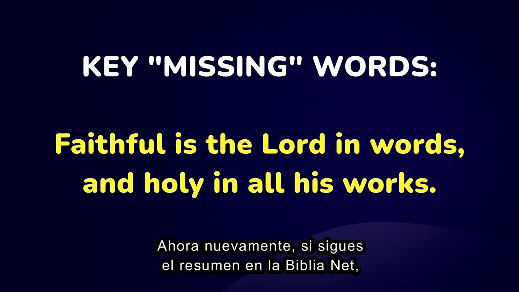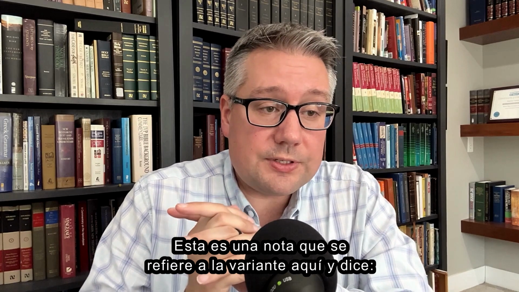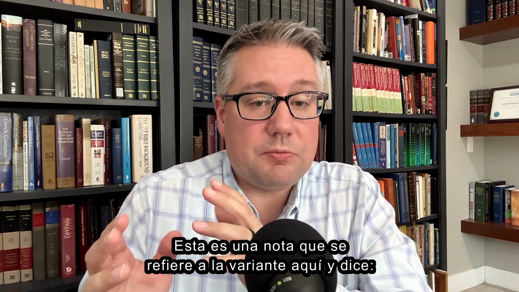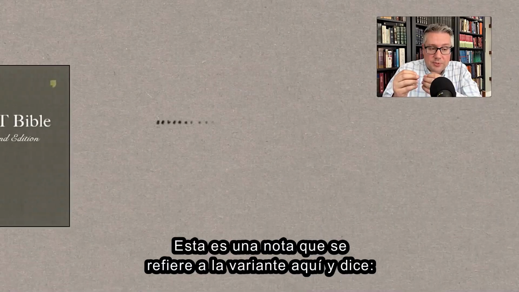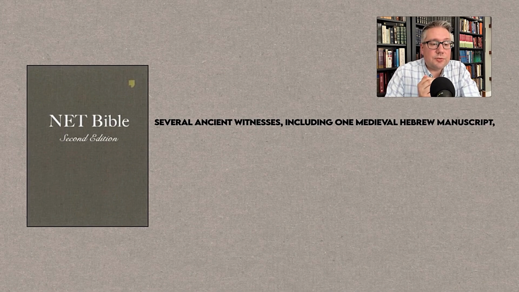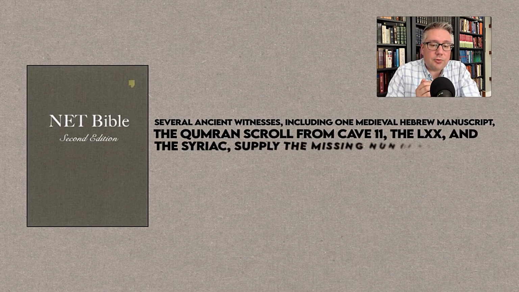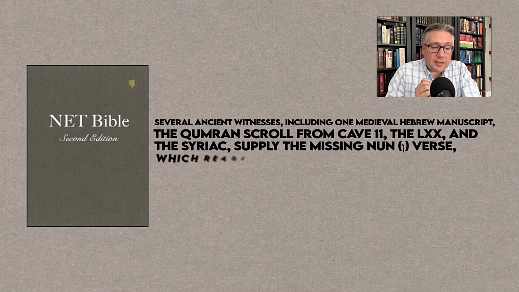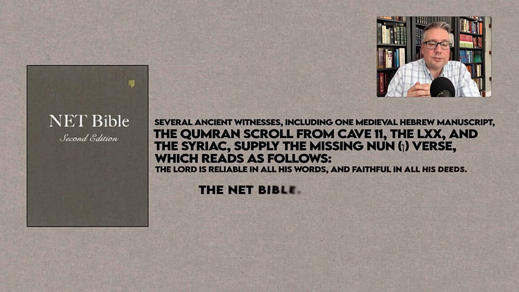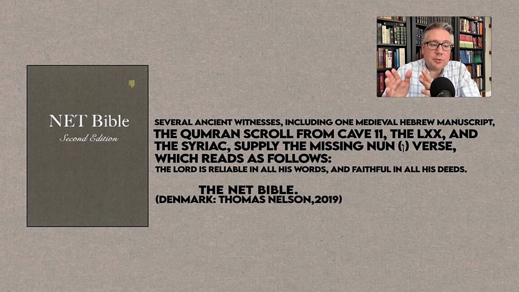Now again, if you follow the summary in the Net Bible, this is a note that concerns the variant here. And it says, "Several ancient witnesses, including one medieval Hebrew manuscript, the Qumran scroll from Cave 11, the LXX, and the Syriac supply the missing noon verse, which reads as follows: The Lord is reliable in all his words and faithful in all his deeds."